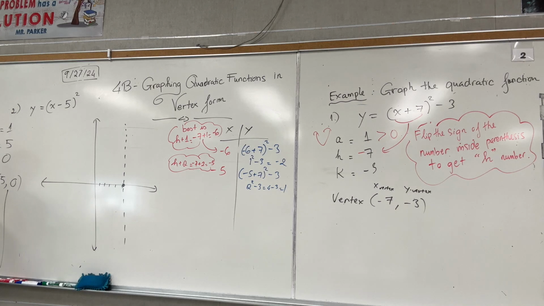Now I'm just using the t-chart to get 2 more points. What is h? 1 more from 5 is 6, right? So 1 more from 5 is 6. That's the h plus 1.